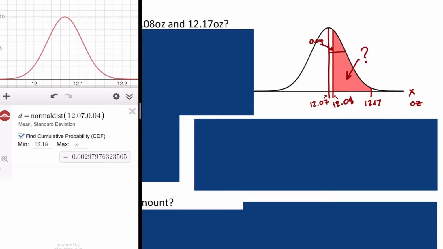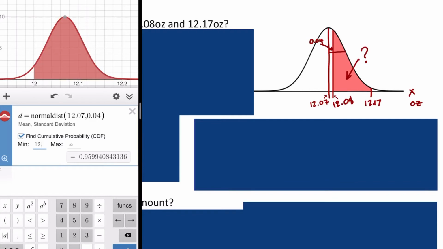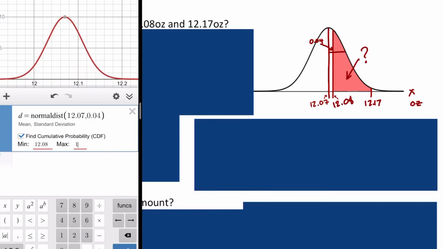So 12.08 is just about here, 12.17 right there, and I'm looking for this area in between. So I'm going to go to my calculator and do the same thing: 12.08 to 12.17. And we can see our shaded area in our picture that Desmos gives us.